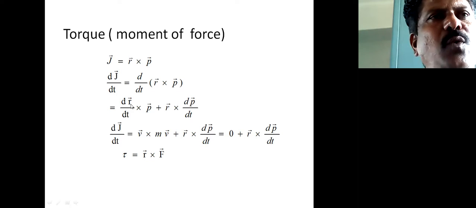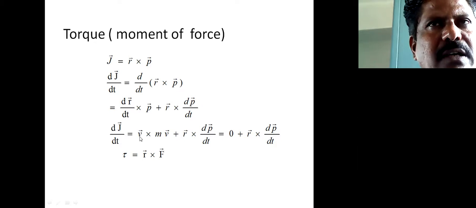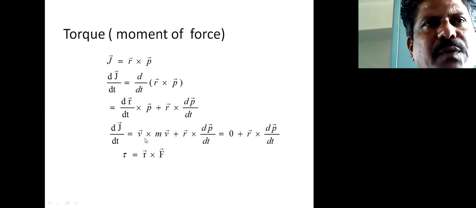So I have written v cross p, which is m into v, plus r cross dp by dt. According to vector notation, v cross v is 0, plus you are left with r cross dp by dt.